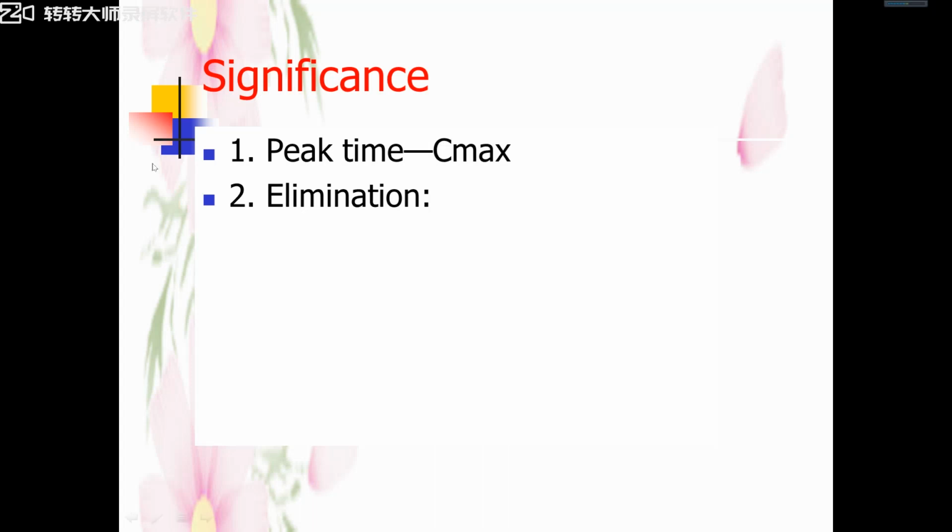The second significance of half-life: we also need 5 half-lives to eliminate the drugs. For some examples, the first one, I think each of you know the first antibiotic is penicillin. Penicillin G, the half-life of penicillin G is only 50 minutes. So that means penicillin G is a narrow-spectrum and bactericidal agent that can kill bacteria.